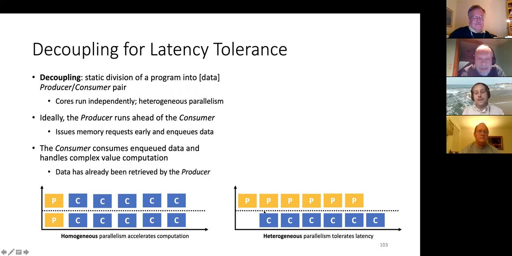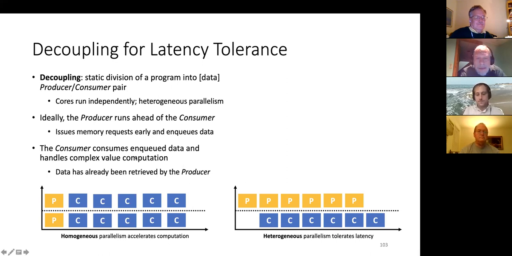But in decoupling, you specialize your cores. You make one of the cores always do the producing and one of them always do the consuming. And this is where you get the heterogeneity. What you want is for the producer to run ahead of the consumer so it can start prefetching those long latency memory accesses. Once it gets them, it can queue them up into a shared queue between the producer and consumer so that the consumer can read them without the latency.